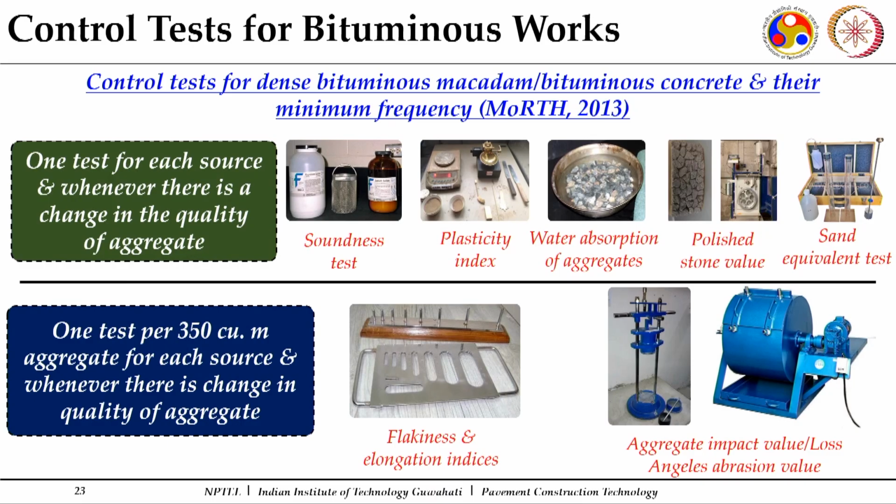Similarly, we have different tests that can be carried out for the aggregates. As I mentioned, there can be soundness, plasticity index, water absorption, polished stone value, sand equivalent test, and specifically the shape and the strength related tests. So, it mentions one test per 350 cubic meter of aggregate for each source and wherever there is a change in the quality of the aggregate. So, if there is some change in the source of aggregate, then again this has to be done.